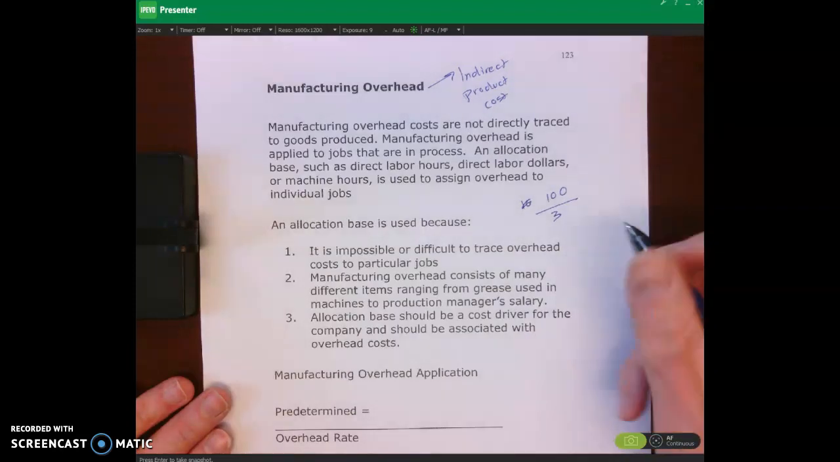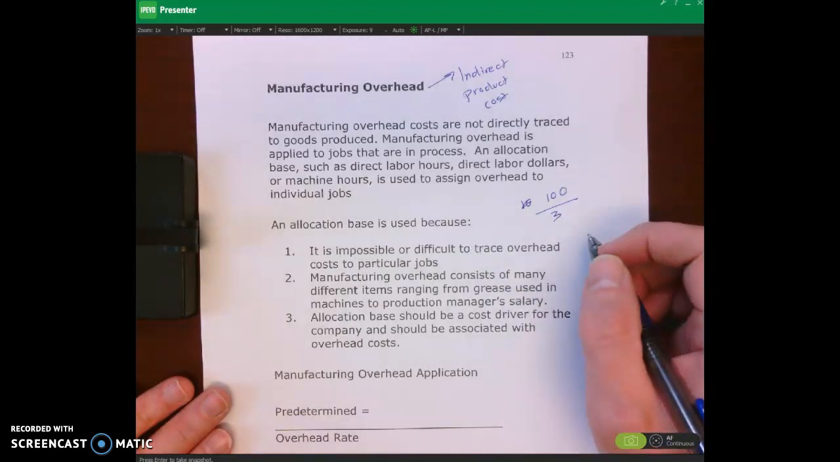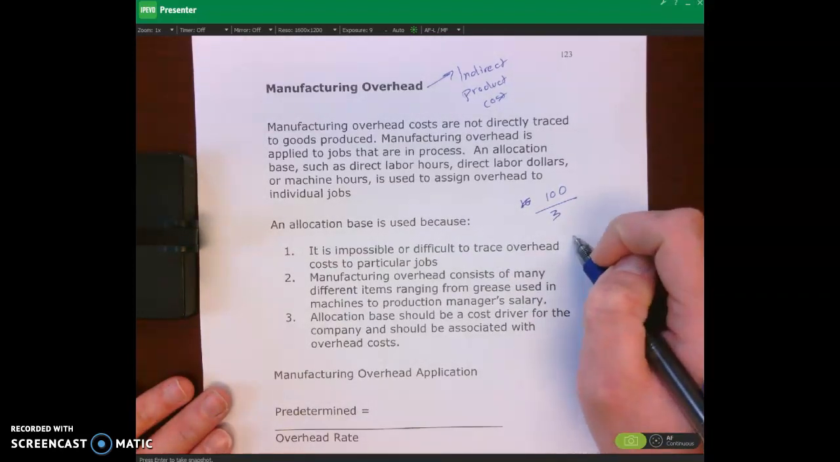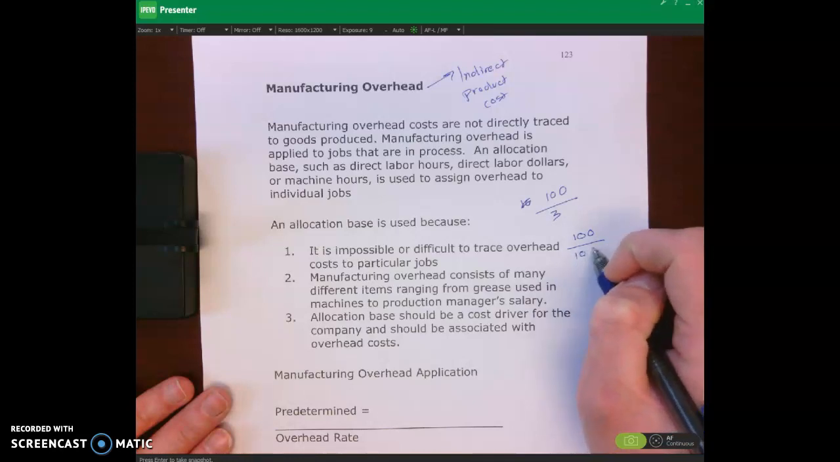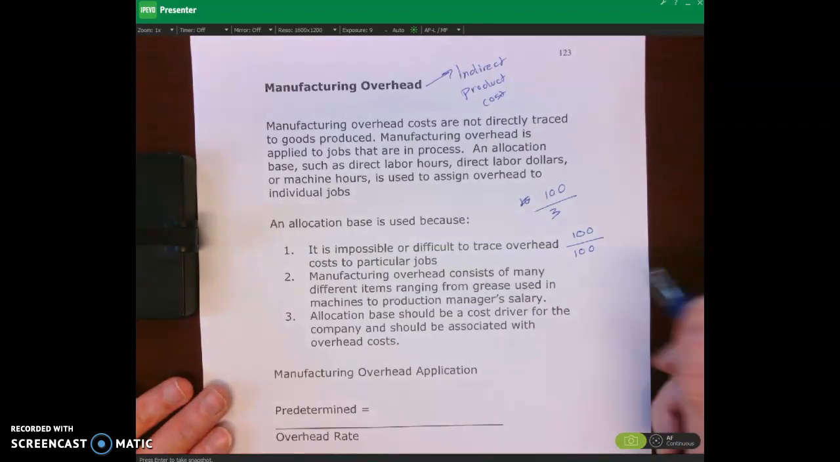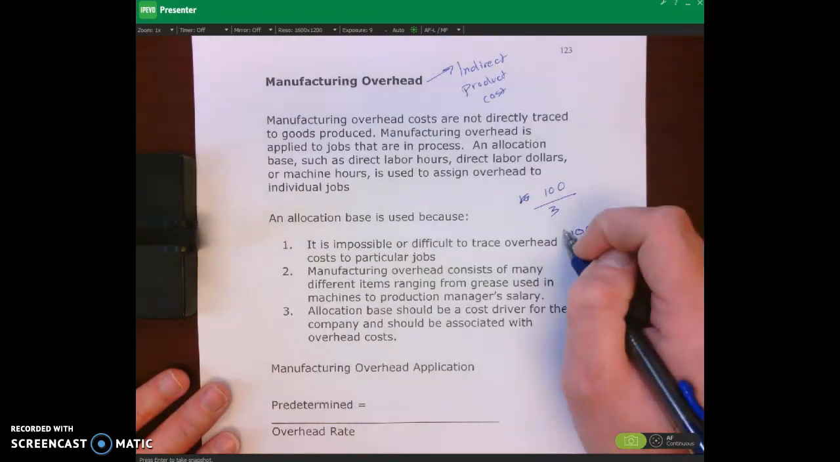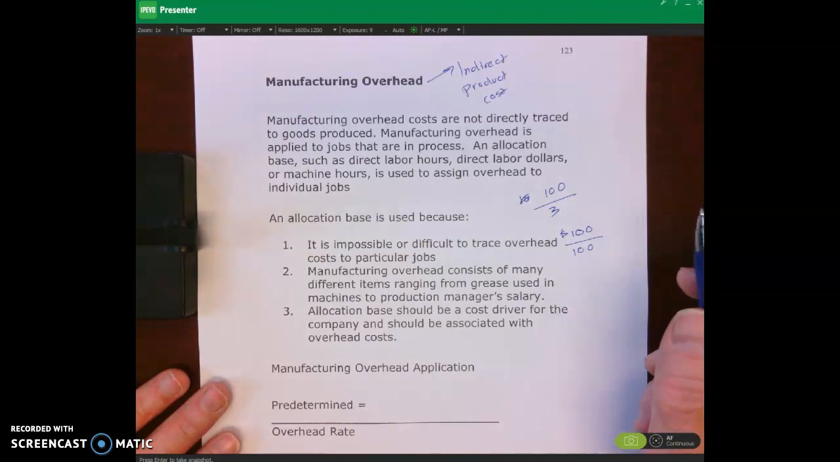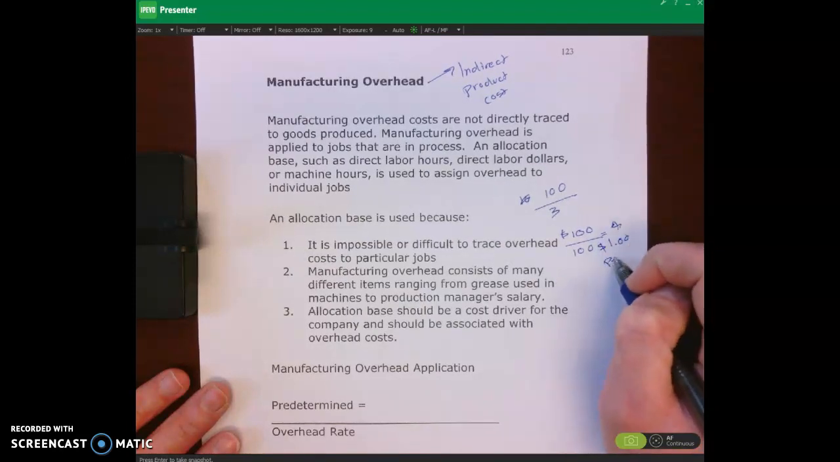But what if you used a different allocation base? What if you used square footage, right? Let's say that you have $100 of utilities costs and 100 square feet. So it's a very small apartment. I'm just doing this to keep the math easy. So we have $100 in utilities costs and 100 square feet, and then you have 3 roommates. That means your utilities costs are $1 per foot.